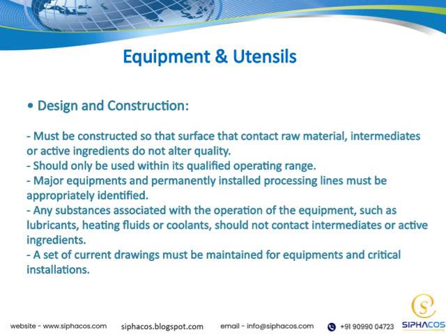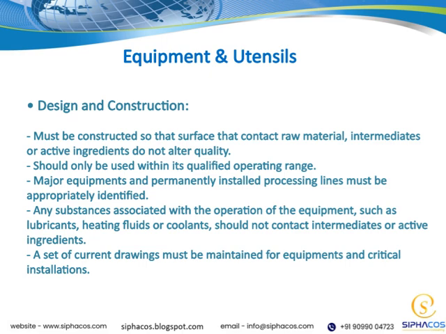Next, equipment should only be operated within its qualified operating range. This ensures safety, efficiency, and product quality by preventing overuse or misuse of machinery. When it comes to major equipment and permanently installed processing lines, they must be properly identified. Clear labeling and documentation help maintain control and facilitate maintenance or inspections.